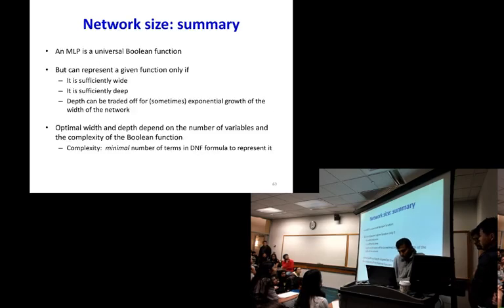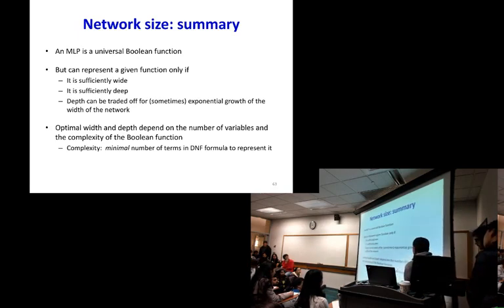Now, alright, so the summary: a multilayer perceptron is a universal Boolean function, it can represent any given function, but it can only represent the function correctly if it's sufficiently wide and sufficiently deep. So you need the right combination of depth and width, otherwise it's not going to represent the function properly. And the optimal depth and width depend on the number of variables and the complexity of the Boolean function, where the complexity is defined in terms of the minimum number of DNF terms.